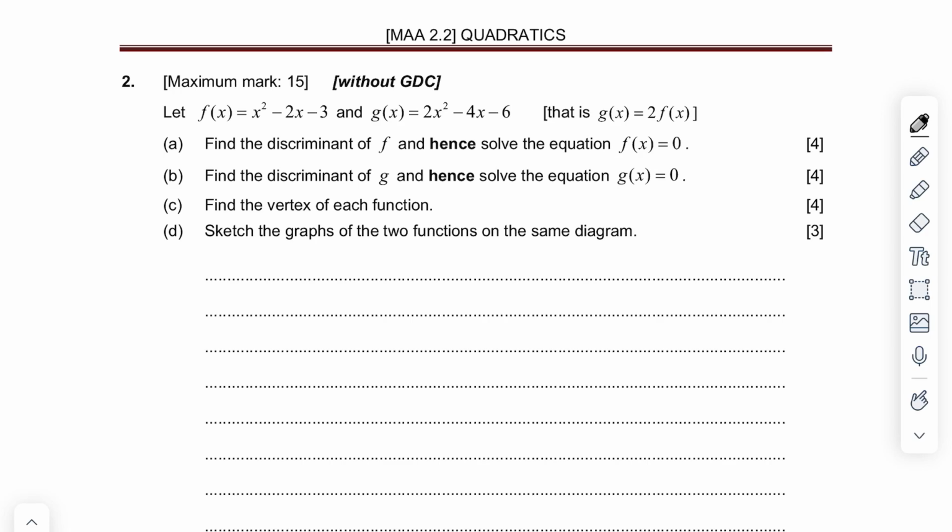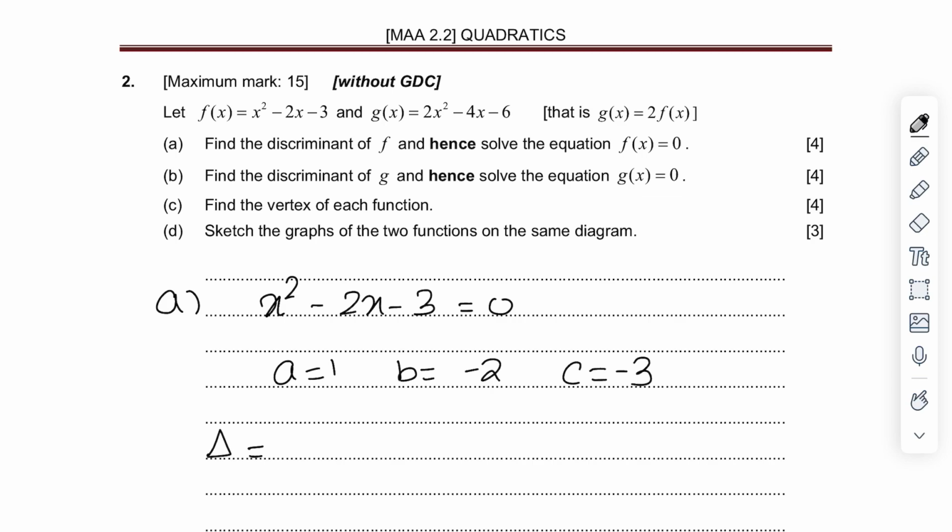Question number 2. Find the discriminant and hence solve f of x equals 0. So the question is x square minus 2x minus 3 equals 0. So compare a equals 1, b equals negative 2 and c equals negative 3. So discriminant is delta, which is b square minus 4ac. So it is negative 2 whole square minus 4 times 1 times negative 3, which is going to be nothing but how much? 4 plus 12, which is 16.